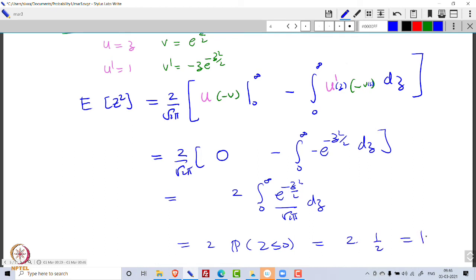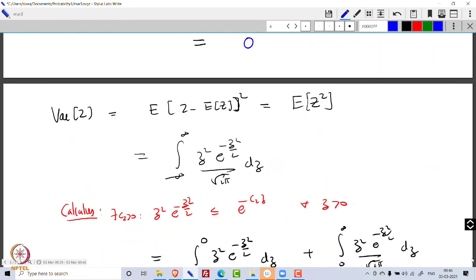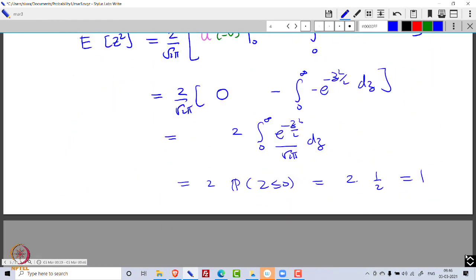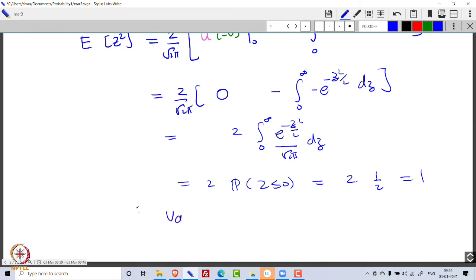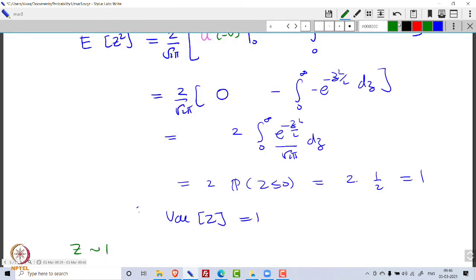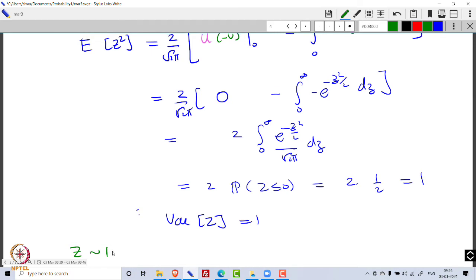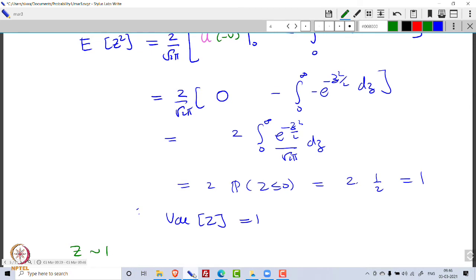Variance. So I've shown you that the variance of z is also 1. Therefore, the variance of z is 1. So in the parameterization, when I say z is normal 0, 1, z is normal 0, 1. Sorry about that, my pen is leaking. Check. Z is normal 0, 1.